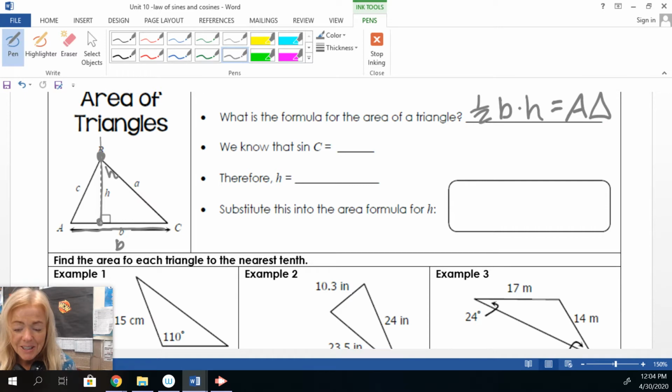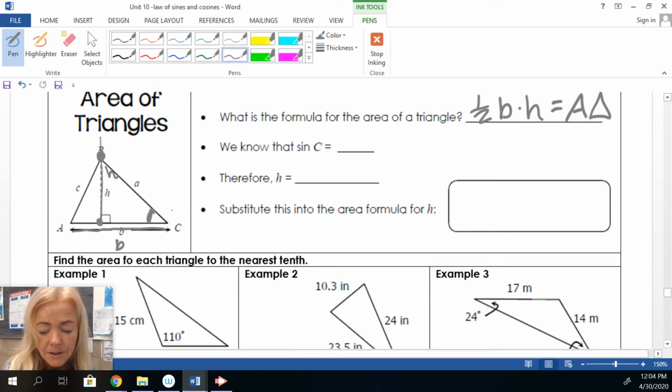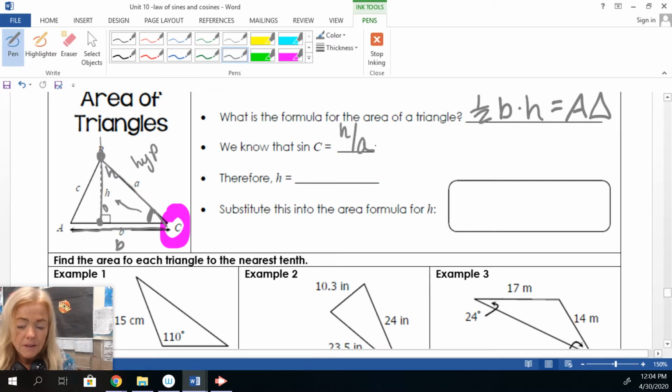Well, fortunately, we can use trigonometry. We know that sine of angle C, which is right here, this angle we're dealing with, the sine of C is opposite over hypotenuse. So opposite over hypotenuse for angle C of this smaller triangle is H over A. Now, if sine C is H over A, then if I want to solve for H, I'm just going to write this out here.